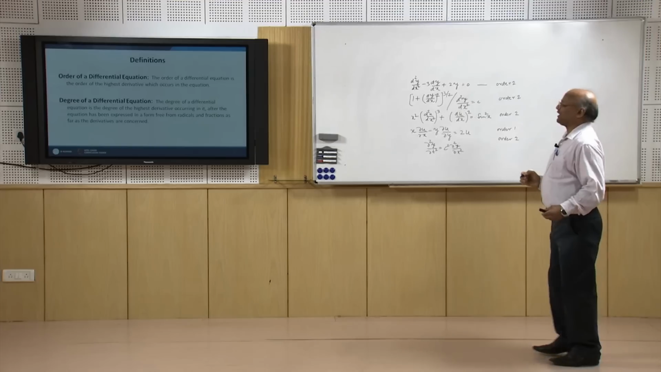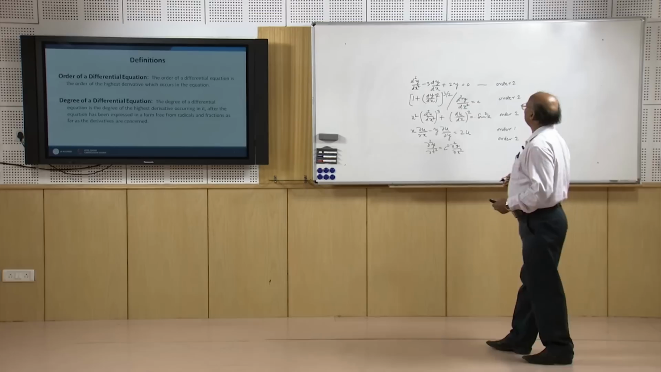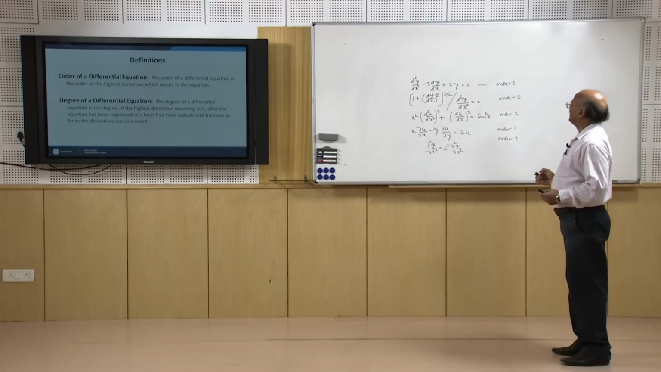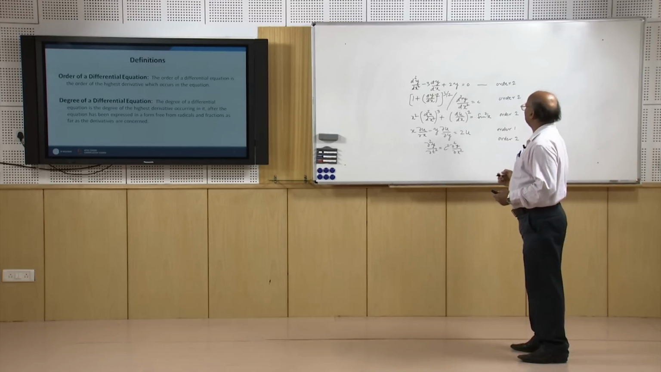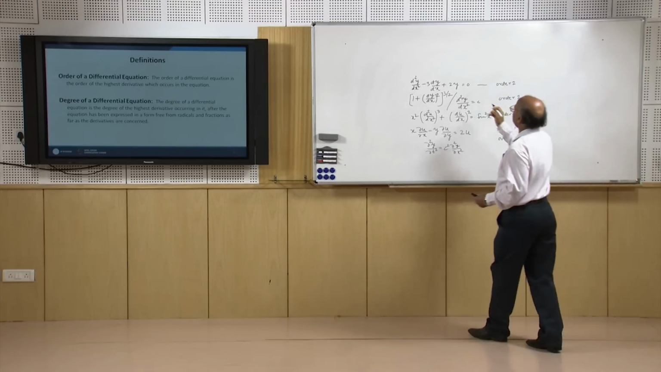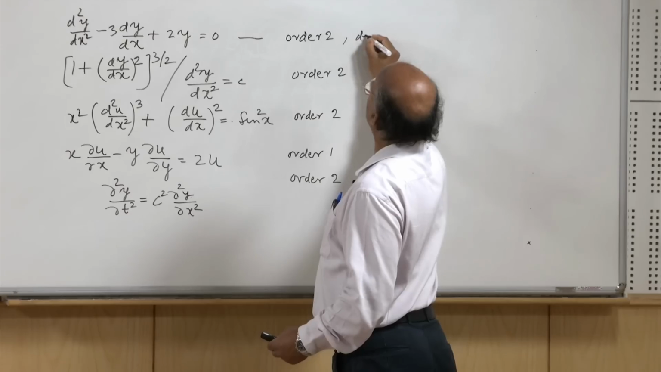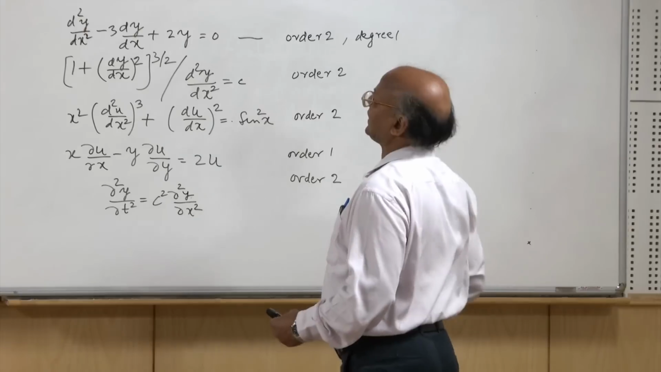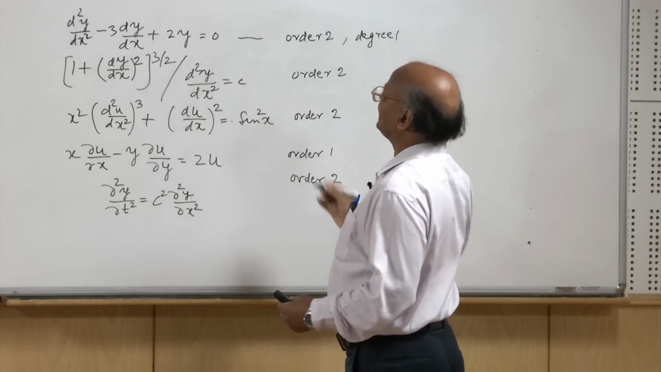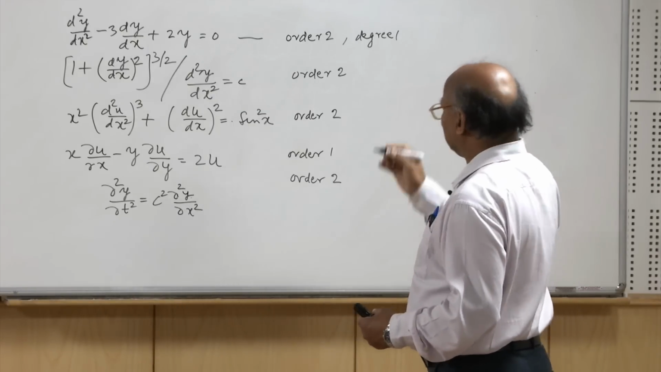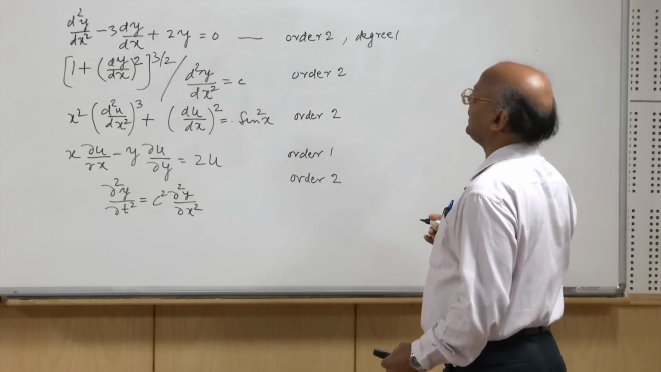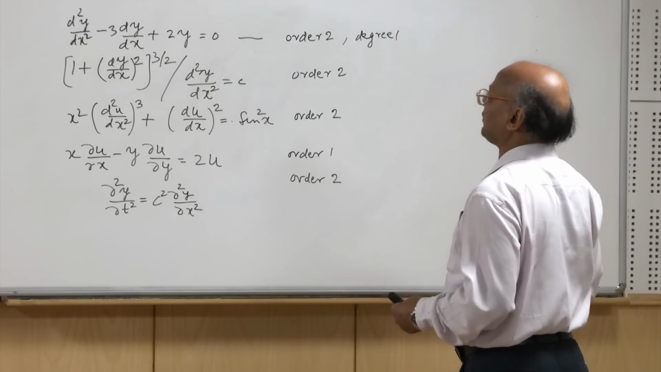The degree of a differential equation is the degree of the highest derivative occurring in the differential equation after the differential equation has been made free from radicals and fractions as far as the derivatives are concerned. For example, here the first equation is of degree 1 because the power of the highest derivative, d square y by dx square, is 1. The second differential equation contains a radical and also a fraction.